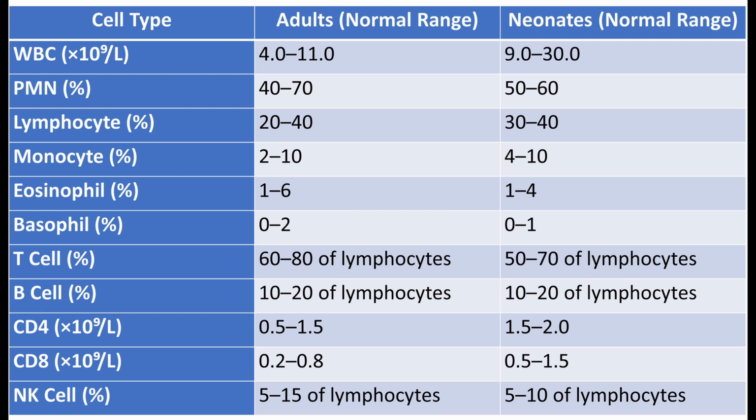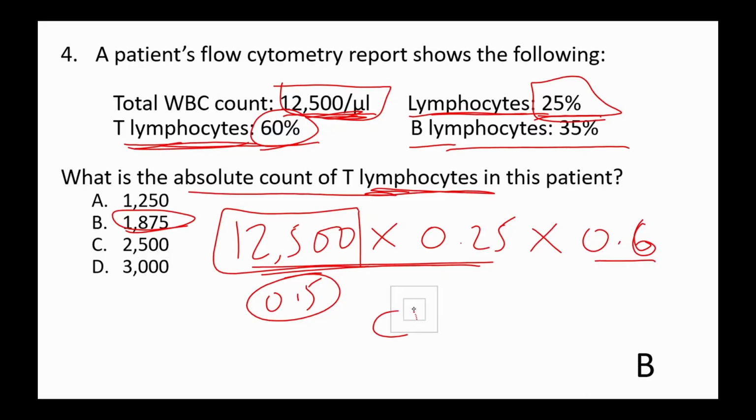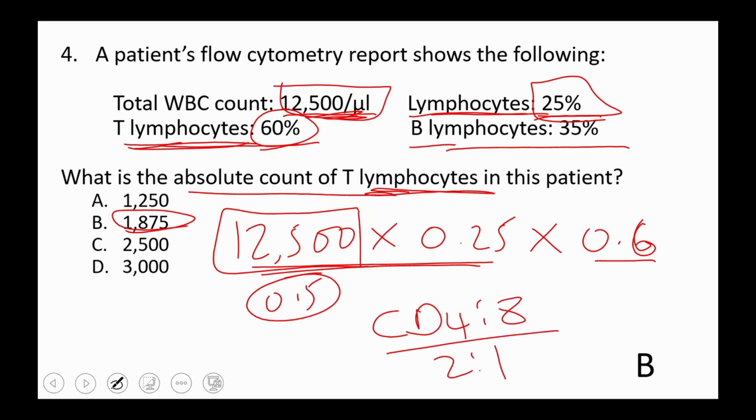So T lymphocytes can be CD4 or CD8. The CD4 to CD8 proportion is most of the time 2 to 1 or 3 to 1. But in case of some defect, for example in case of HIV, since the virus targets CD4 cells, it may reverse this proportion. So we have to know the proportion of CD4 and CD8, maybe, if it appears on the exam.